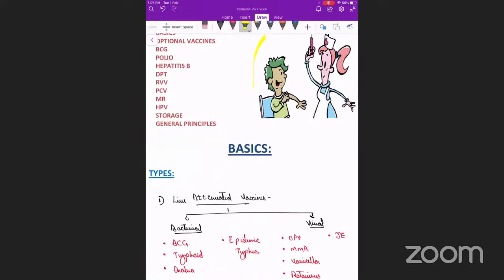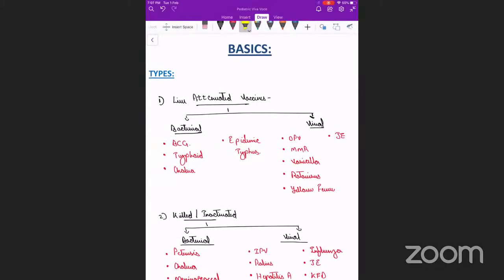Now coming to the basics of vaccination. So first one, we'll deal with the types of vaccination. Okay. So coming to the types of vaccination, we have the live attenuated vaccines. Now, when asked about each single type of vaccine, deal with it systematically. Okay. So classify it. First one is live attenuated vaccine. Under that, you talk about bacterial and viral as the heading.